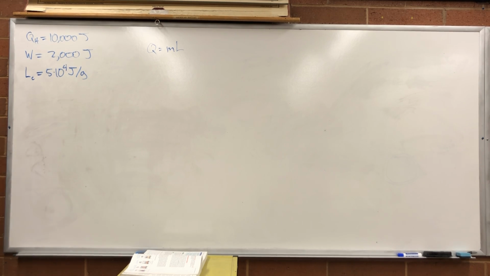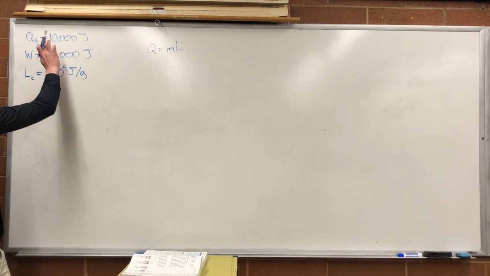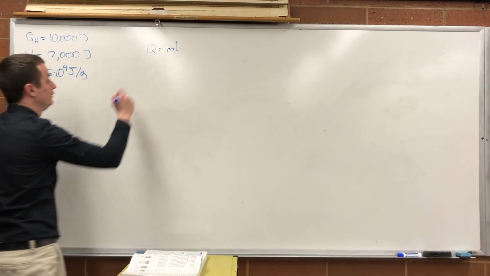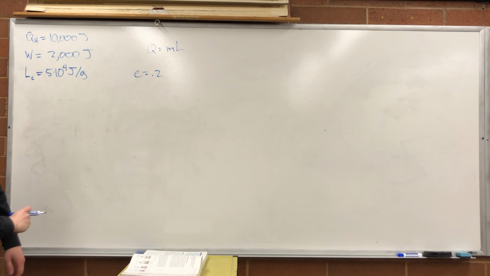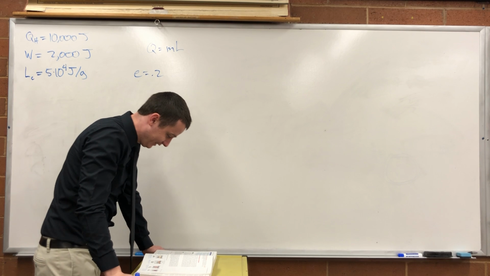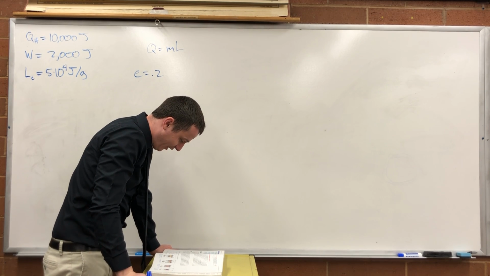Right. Try again. The highest efficiency can be is 1. That means 100% efficiency. Is it 20%? How'd you get 20%? Work over heat. Here's what we're putting in, here's what we're getting out. We have an efficiency of 0.2, or one fifth. So it's a 5 in the denominator, because obviously it can't be more than 1.